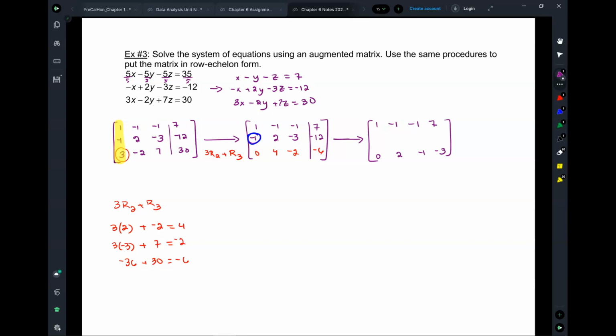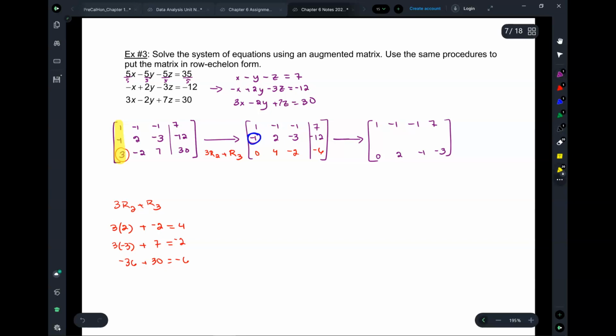Where did you get the negative 36? 3 times R2 here. That's why I write them. So 3R2, 3 times negative 12 is negative 36. That's why I write down all my steps so you guys can follow. Okay, so next one here.